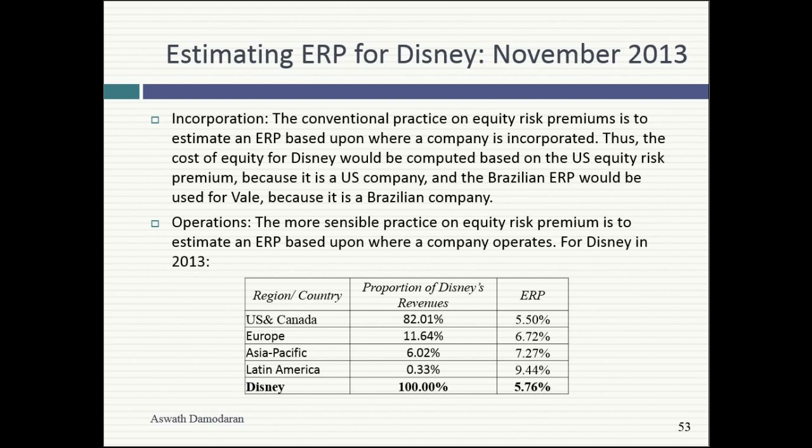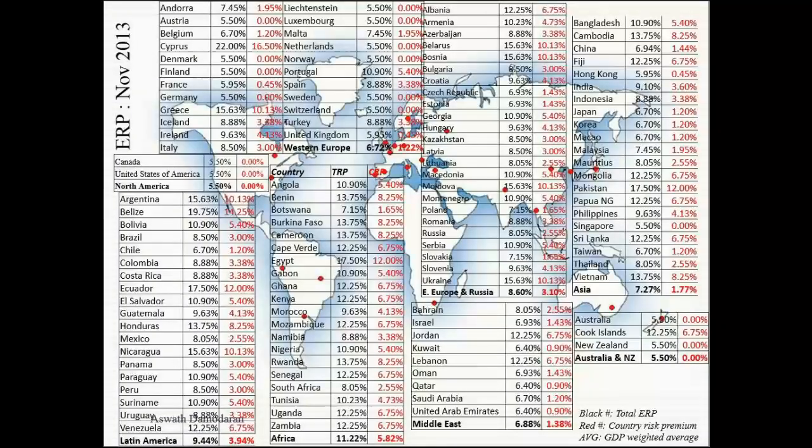So 82% of Disney's revenues come from the US. 11.6% from Europe, 6% from Asia, 0.33% from Latin America. Make sure your weights add up to 100%. That's the only constraint I'm going to put on you. I have the equity risk premium by region. So let me go back to the previous page and explain a little bit about how I get these regional equity risk premiums.